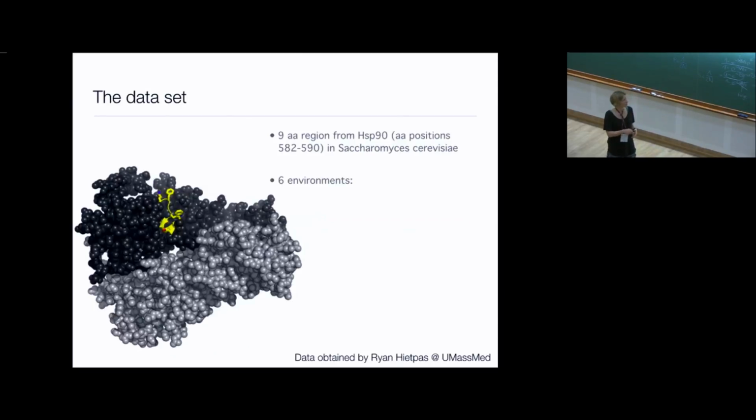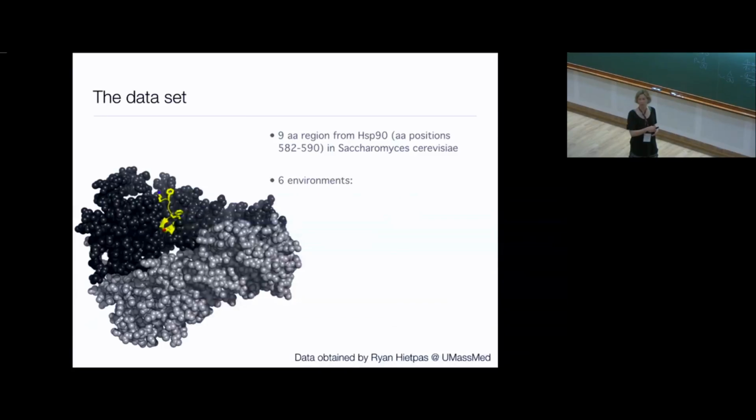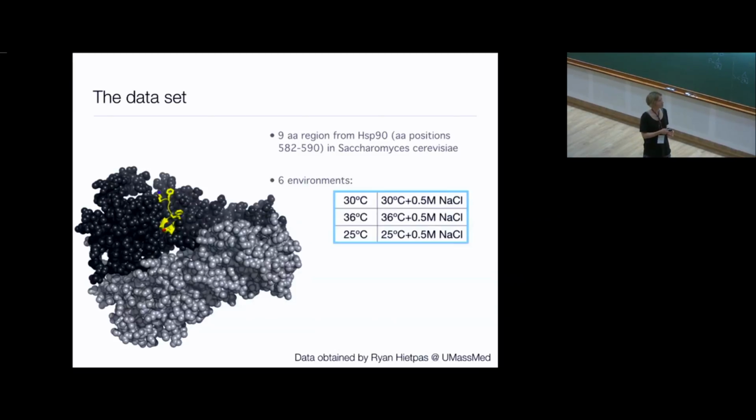So this is the HSP90 protein in yeast, and all I'm going to talk about regards this very small yellow highlighted region here, which is 9 amino acids big, and which was chosen because it contains very different amino acids, some exposed and some buried, so it seemed to be a good place to start this kind of endeavor. And so what we have is the data for 6 different environments, where 30 degrees Celsius is the happy lab environment for those yeasts. We had a hot environment and a cold environment, and we also had those 3 different temperatures, but with an added stressor, which would be high salt conditions.